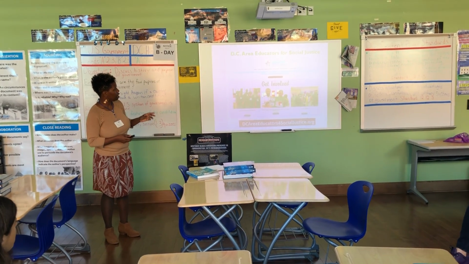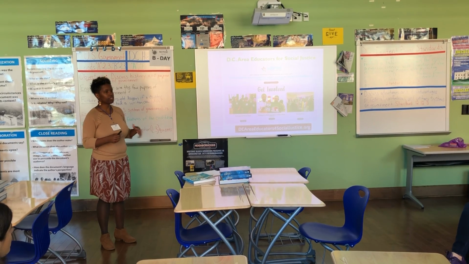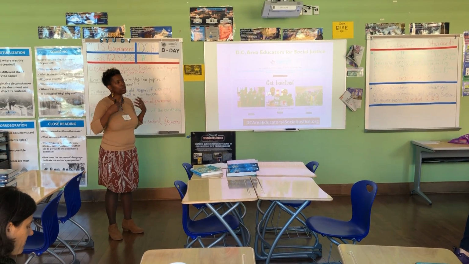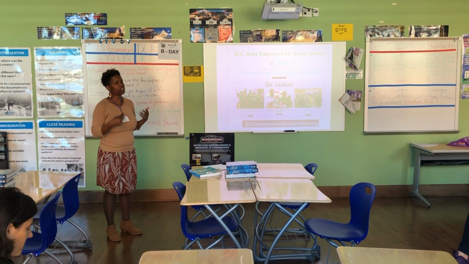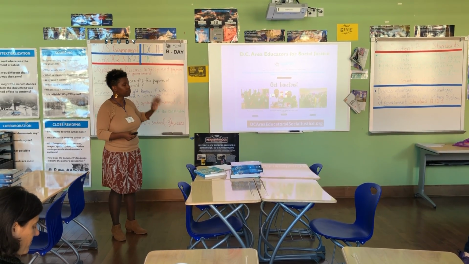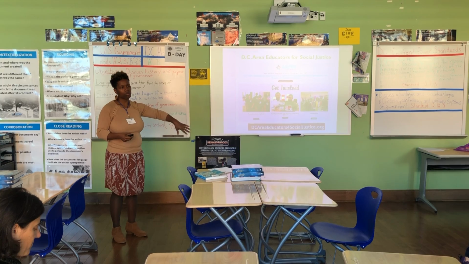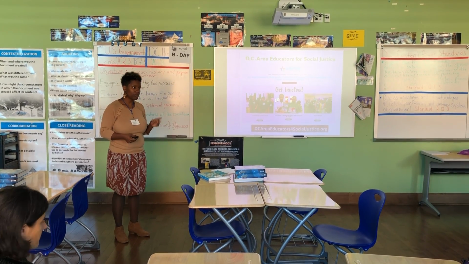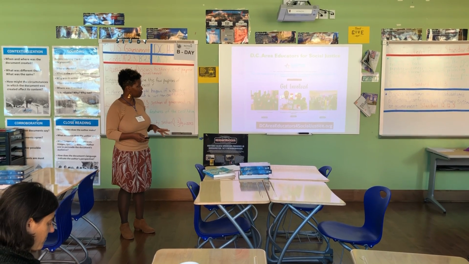DC Area Educators for Social Justice is a network that we're cultivating around what it means to teach for social justice. What does that mean? What does that look like? That happens through events. We have an early childhood working group and an anti-bias working group. We now have a middle and high school working group. So we hope that you will connect with us that way.